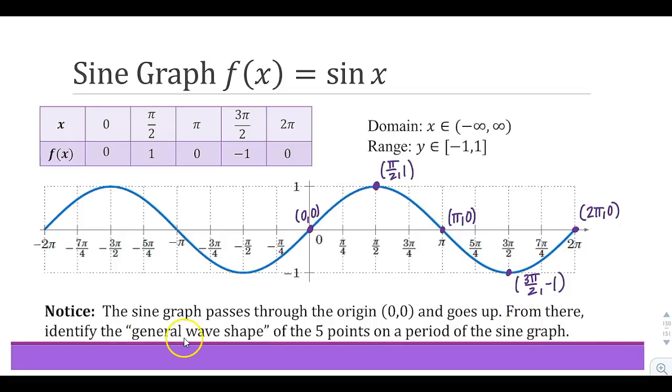From there, identify the general wave shape of the 5 points on a period of the sine graph. So there are obviously infinitely many points on the actual graph itself, but these are the 5 key values that we want to identify: the maximum value, and the minimum value on each interval, and all of the x-intercepts. Those are those 5 key values that we want to identify on any sine graph.